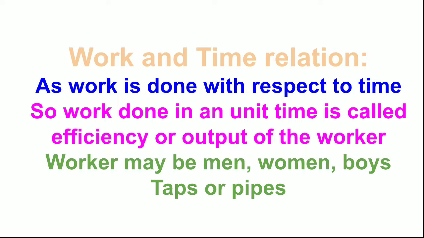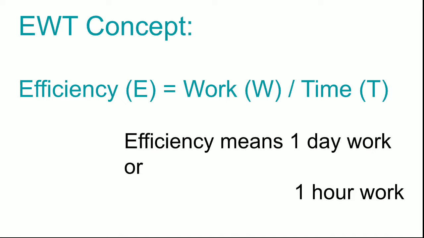Work and time relation. As work is done with respect to time, the work done in a unit time is called efficiency or output of the worker. Worker may be men, women, boys, taps or pipes. EWT concept: E is efficiency, W is work, T is time. So efficiency is work divided by time, which means 1 day's work or 1 hour's work.